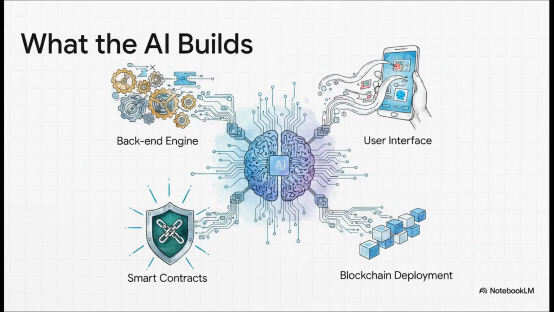And listen, when they say complete application, they really mean the whole shebang. The AI builds everything. We're talking the back-end logic that makes it all run, the front-end user interface that people actually see and click on, and even the secure smart contracts, the rules that automatically run on the blockchain before it deploys the whole package for you.